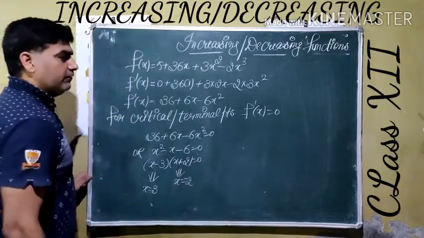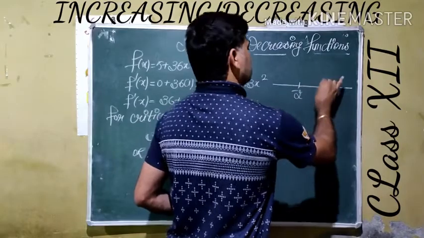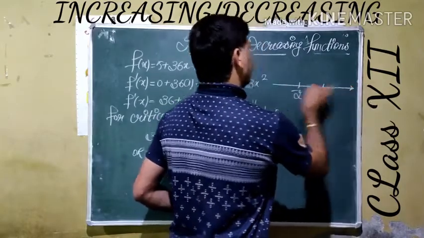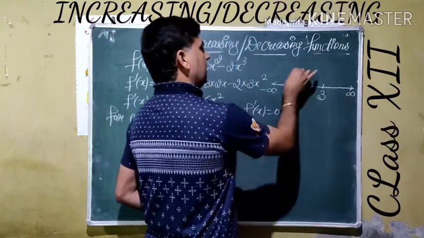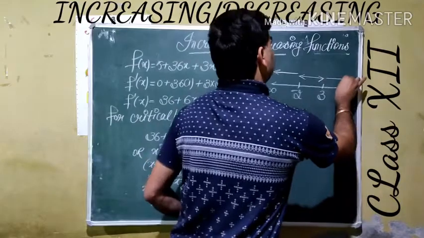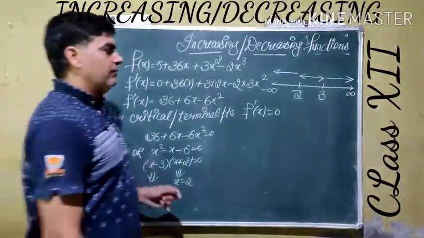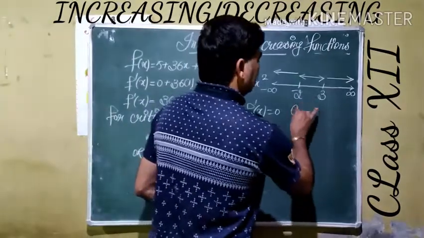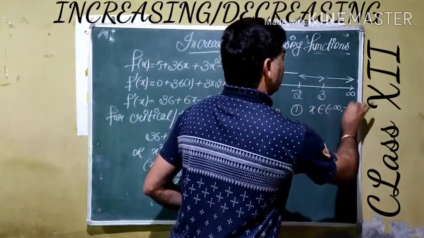If you see on the number line, there are 2 points, minus 2 and plus 3. On the left hand side is minus infinity, on the right side plus infinity. There are 3 partitions: one on the left hand side, one in between, and one on the right side of the given points. We indicate here case first, when x belongs to minus infinity to minus 2.